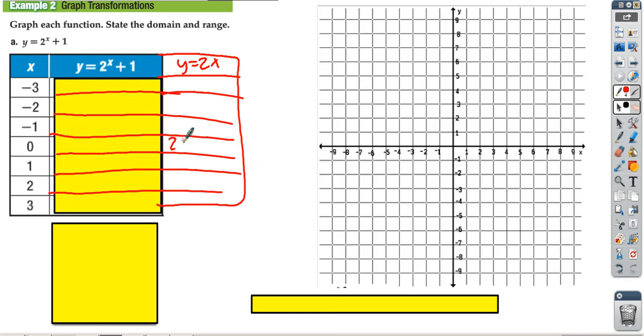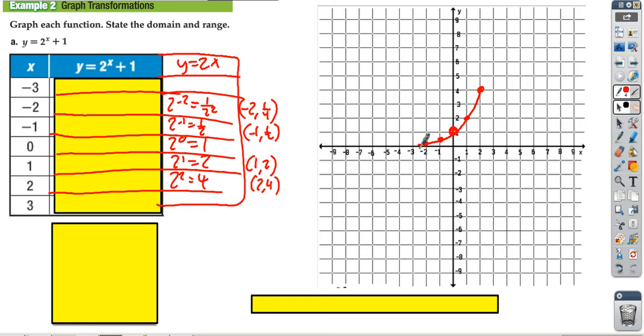So 2 to the 0 would be 1, so the point 0, 1 is on this parent function graph. 2 to the 1 is 2. 2 to the 2 is 4. So let's graph those points. The next point is 1 comma 2, so that puts us here. This one is x equals 2, y equals 4, so that puts us here. 2 to the negative 1 is 1 over 2 to the positive 1, so that's the point -1 comma 1/2. And 2 to the negative 2 is 1 over 2 to the positive 2, so that is the point -2 comma 1/4, about here. So this red function is the graph y equals 2 to the x.